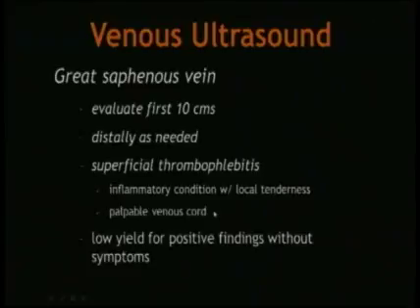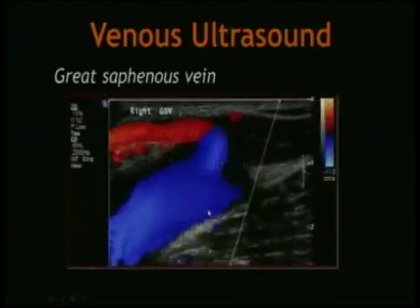The great saphenous vein itself is evaluated for about the first 10 centimeters beyond the saphenofemoral junction, and then distally only if needed. One of the things we know about the great saphenous vein is that when it does become thrombosed, the patients tend to be very symptomatic. We will routinely look at the great saphenous vein at its origin.